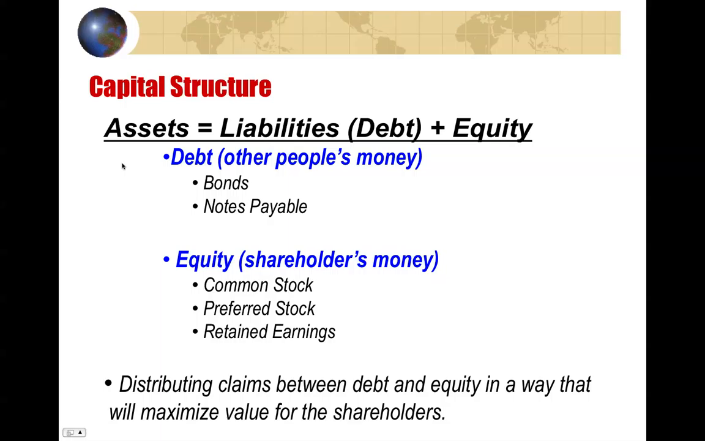So the capital structure for a company is defined as its assets equal its liabilities plus equity. Debt is other people's money. Examples of debt: bonds and notes payable. Equity is the shareholders' money. Examples of equity are common stock, preferred stock, and retained earnings. Retained earnings are simply just profits that have been reinvested into the company. The goal of capital structure is to distribute the claims between debt and equity in a way that will maximize value for the shareholders.